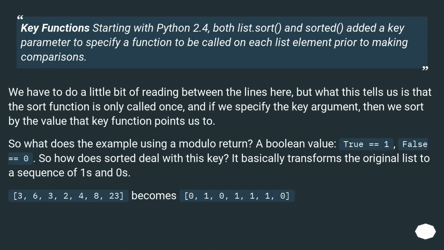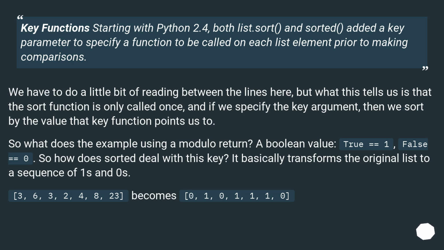Key function starting with Python 2.4. Both list.sort and sorted added a key parameter to specify a function to be called on each list element prior to making comparisons. We have to do a little bit of reading between the lines here, but what this tells us is that the sort function is only called once, and if we specify the key argument, then we sort by the value that key function points us to.